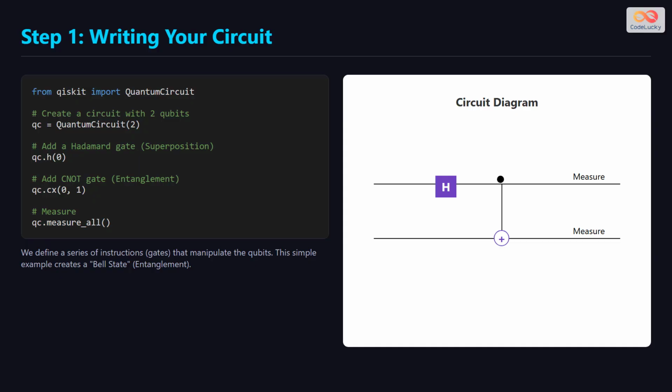The first actual step is writing your quantum circuit. In this example, we are using Python to create a simple 2-qubit circuit. We apply a Hadamard gate to put the first qubit into superposition, and then a CNOT gate to entangle it with the second qubit. This creates a Bell state. Finally, we add measurement instructions to tell the hardware to read the final state of the qubits.